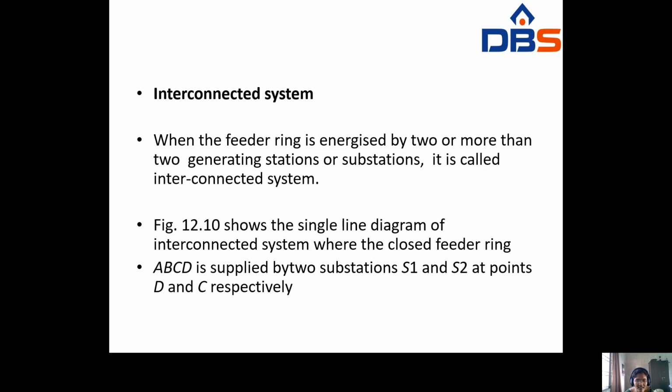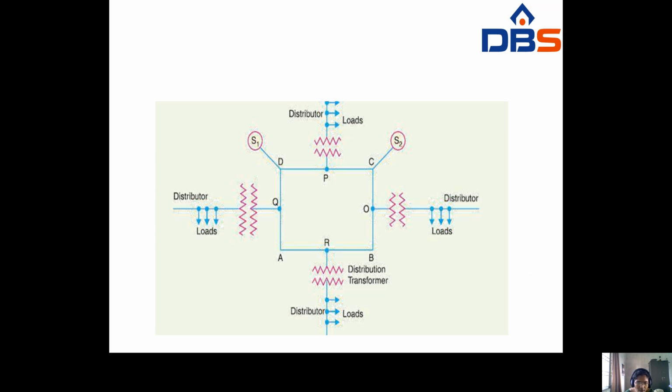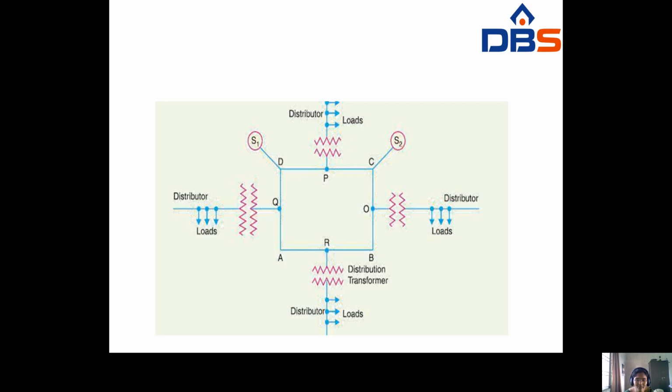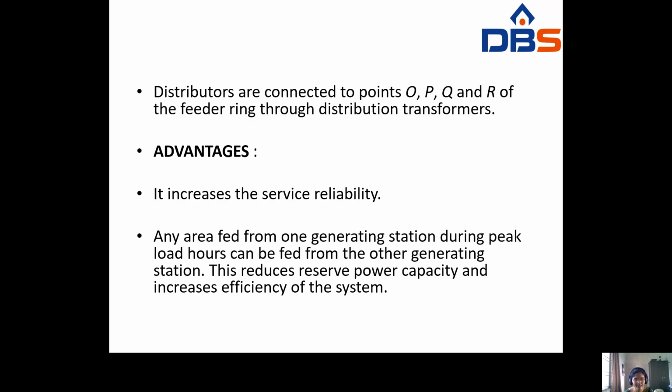This shows the line diagram of an interconnected system where the closed feeder ring ABCD is supplied by two substations, S1 and S2, at points D and C respectively. That means it is interconnected by two systems, so that's why it is called an interconnected system. From this you connect the distribution transformers and different distributors.